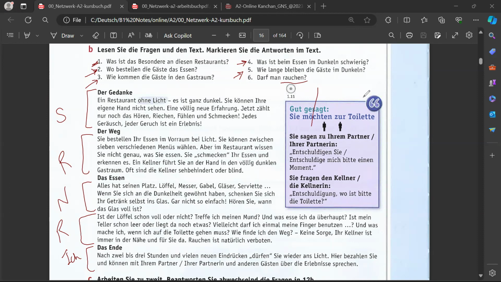Jetzt zählt nur noch das Hören, Riechen, Fühlen und Schmecken. Now all that counts is hearing, smelling, feeling, and tasting. Jedes Geräusch, jeder Geruch ist ein Erlebnis. Each noise, every smell is an experience.